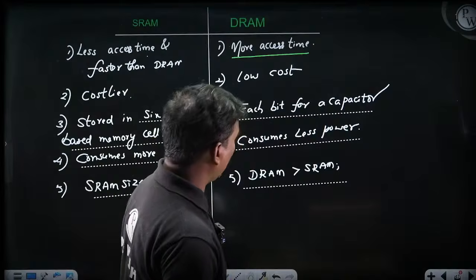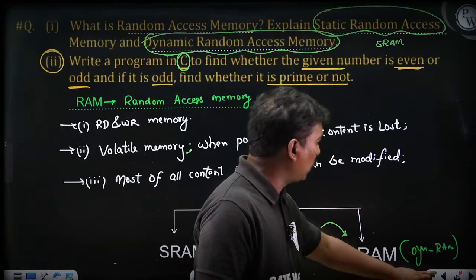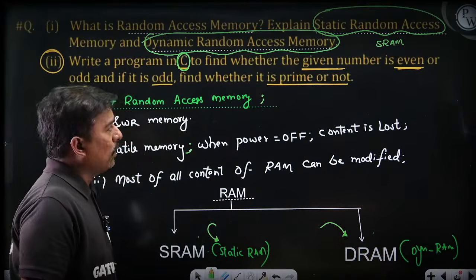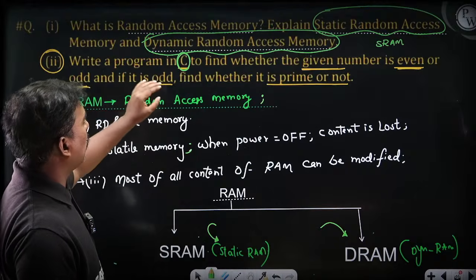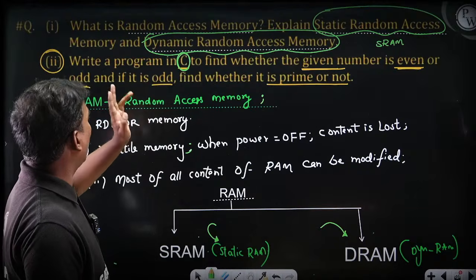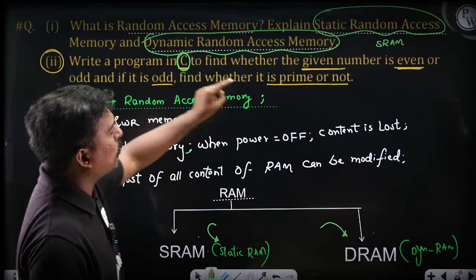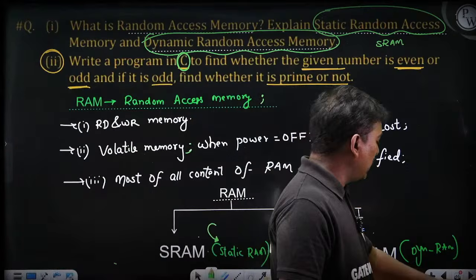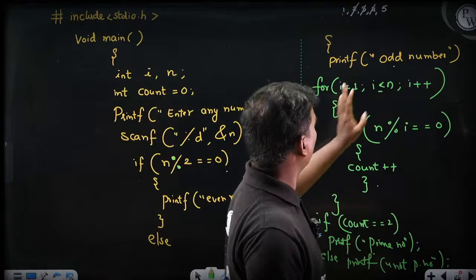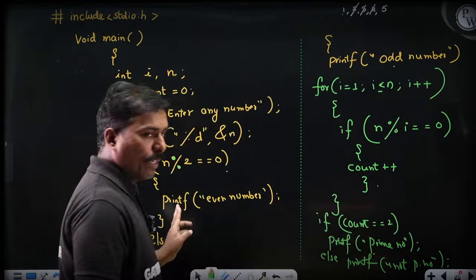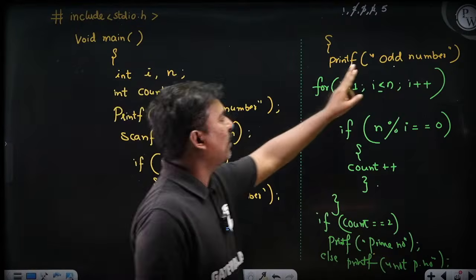See, the question here is not only to write a program to find out whether a number is even. Write a program in C language to find whether the given number is even or odd, and if it is odd, find whether it is a prime or not. If it is even, that's fine, it will be displayed with printf as an even number, else printf as an odd number.